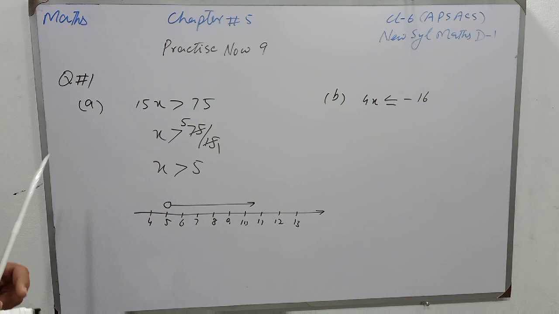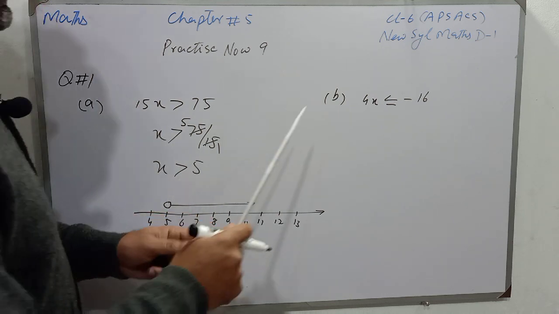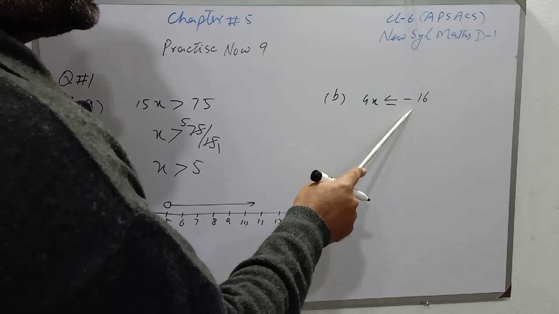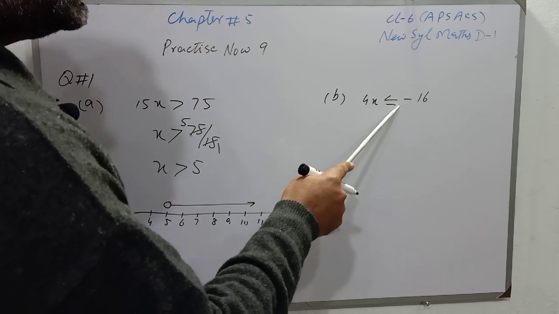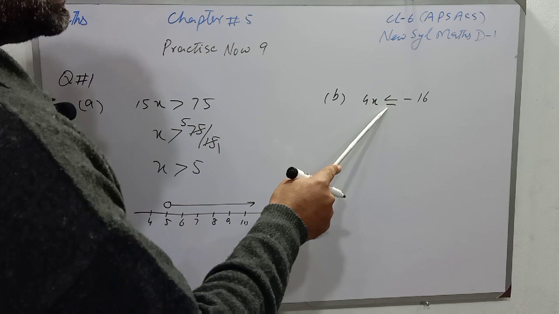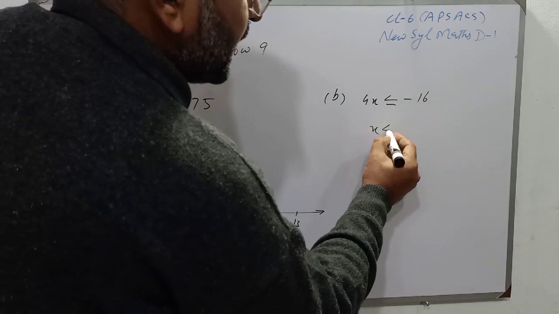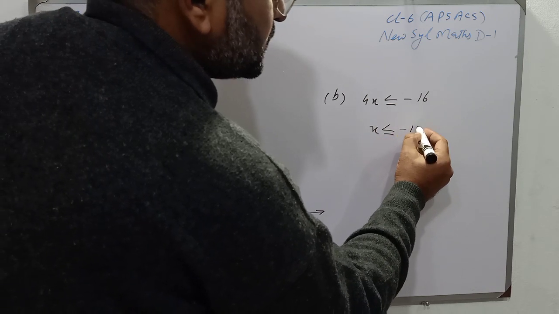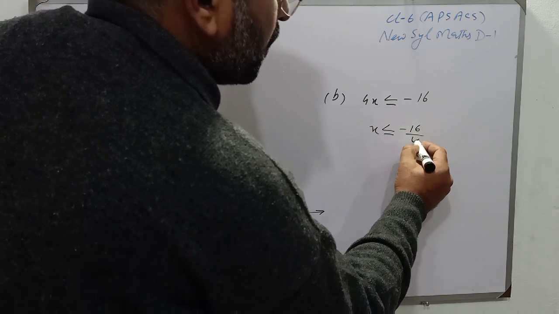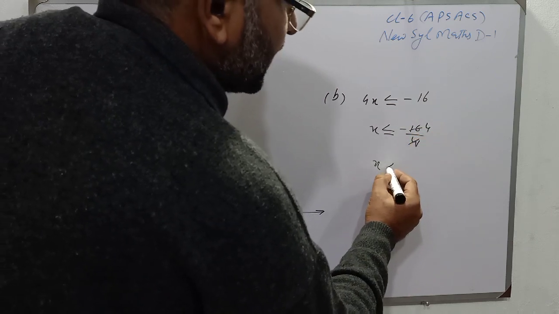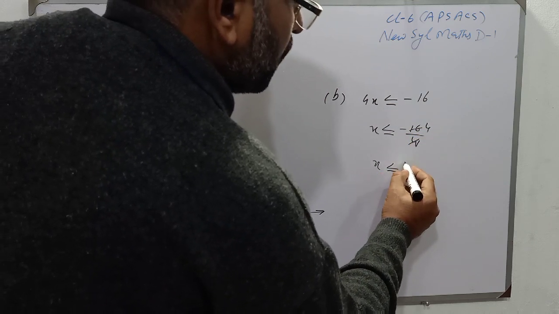Now students, look at the B part. 4 is multiplying with x and 4 is a positive number. When we transfer it to the other side to divide, we will not change the direction of the sign of inequality. So it is written as x is less than or equal to minus 16 over 4. 4 ones are 4, 4 fours are 16 and x is less than or equal to minus 4.